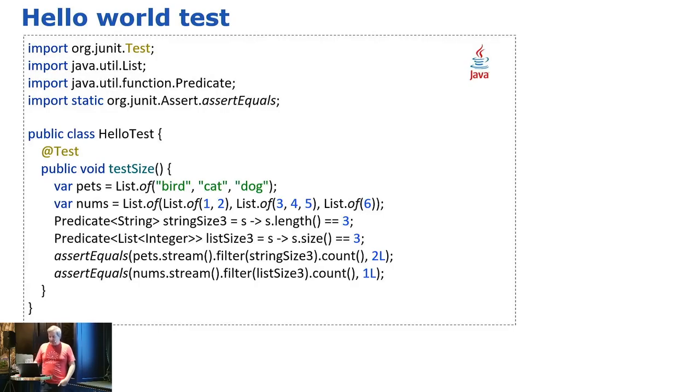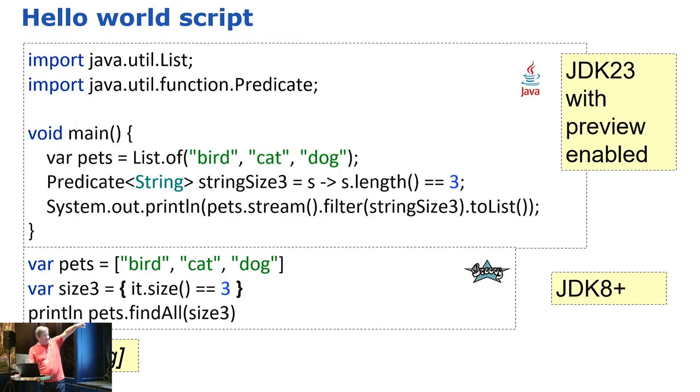If you jump into the testing space, testing that same example: we had a list of some strings there. Birds, cats, and dogs might be your pets, and we were checking which of those are of size 3. So the cat and the dog are size 3, the birds are size 4. So we expect the cat and dog to come out.